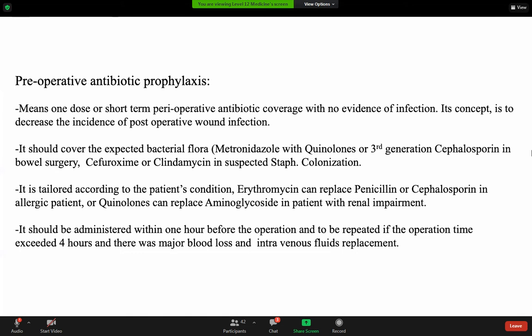Preoperative antibiotic prophylaxis is very important. It means one dose or short-term preoperative antibiotic coverage with no evidence of infection. It's to decrease the incidence of postoperative wound infection. You have to remember that it is wound infection, not something else. It should cover the expected bacterial flora in the skin. That's why most of the antibiotics used are third generation cephalosporin.